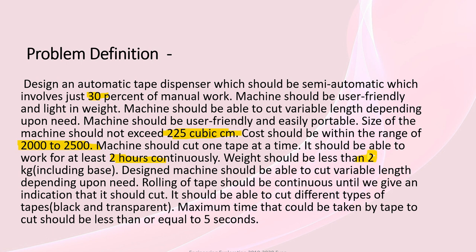And rolling of tape should be continuous until we give an indication that it should cut, and it should be able to cut different types of tapes, black and transparent, and we are mainly focusing on the transparent one. And the maximum time taken by a tape to cut should be less than or equal to 5 seconds.